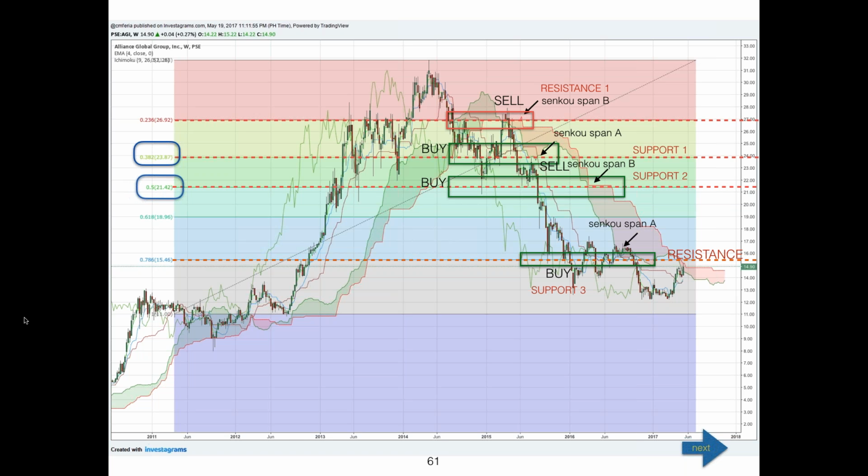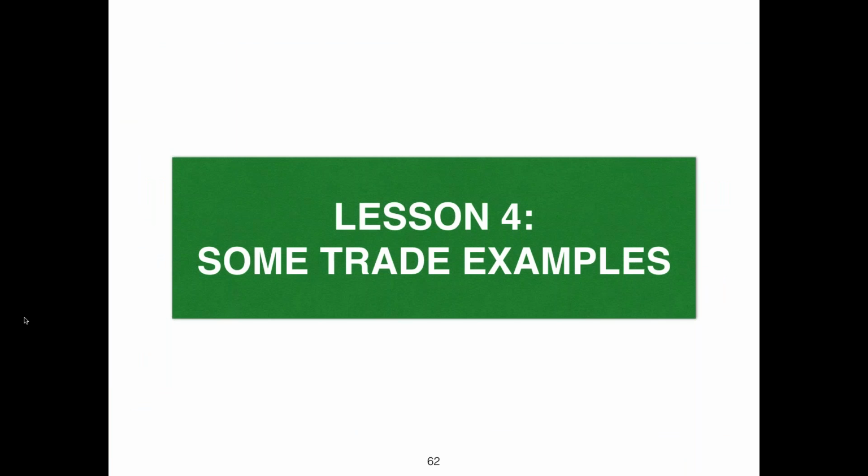Now I'd like to show you some trade examples. Let's look at the chart of MPI.